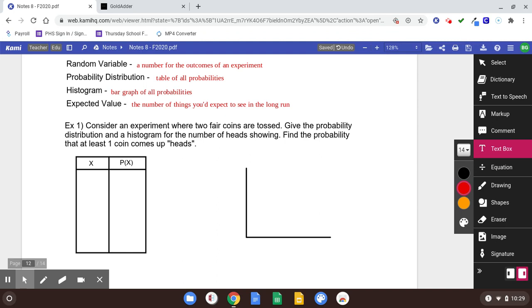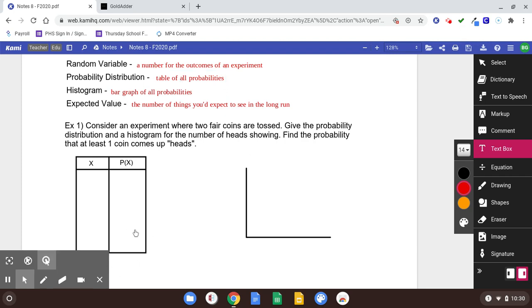Example 1, consider an experiment where 2 fair coins are tossed. Give the probability distribution and a histogram for the number of heads showing. Find the probability that at least one coin comes up heads. Okay, so we're tossing 2 fair coins. So think about flipping a coin. You flip a coin, it's either heads or tails, right? Give the probability distribution and histogram for the number of heads showing. So remember what a probability distribution is. A probability distribution is a table of all the probabilities.